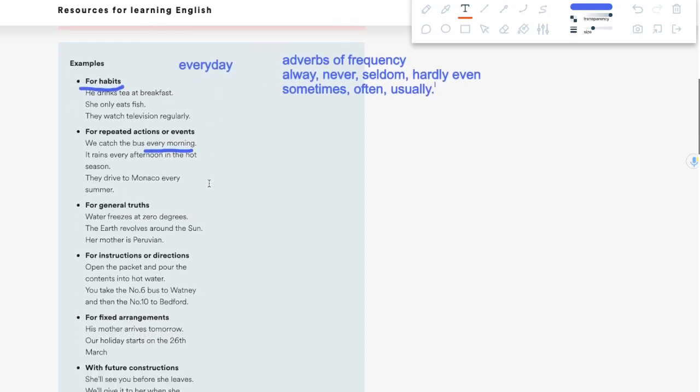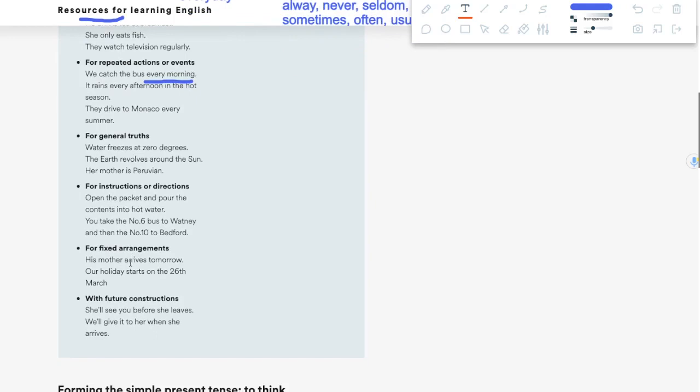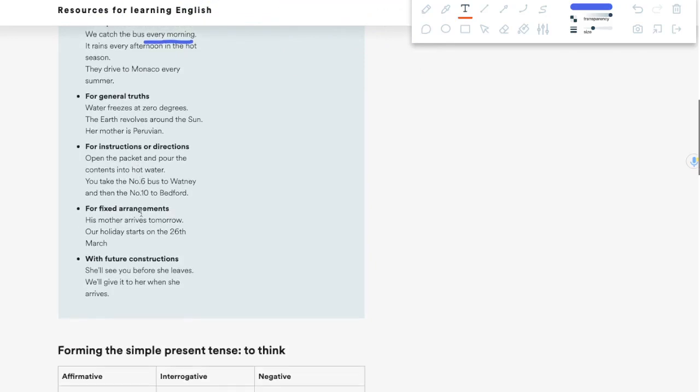It is also used for general truths or facts. Today, the water freezes at 0 degrees. That's a general truth. That's something that is going to happen. Also, for instructions or directions: open the packet and pour the content into hot water. When we give directions, when we give orders, we also use the simple present tense.